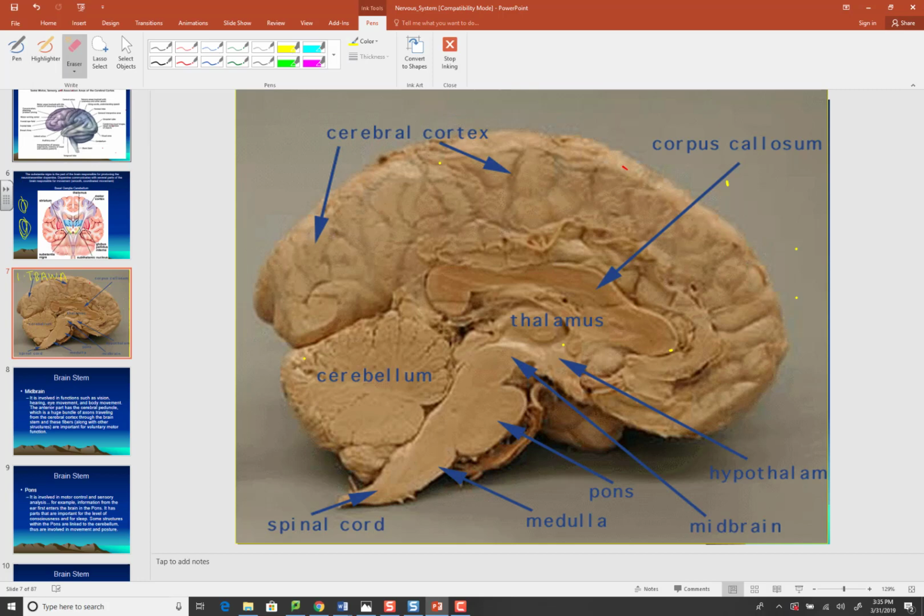But again, I digress. So again, the thalamus is involved in monitoring and determining what sensory input that's coming from your body is going to become conscious to you.